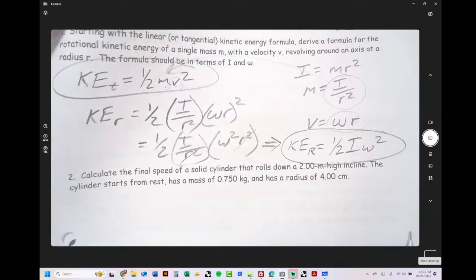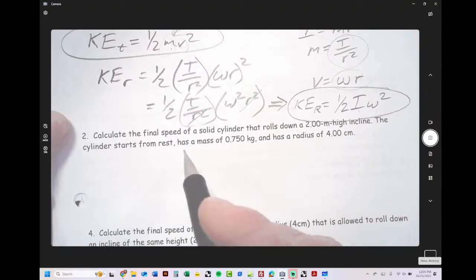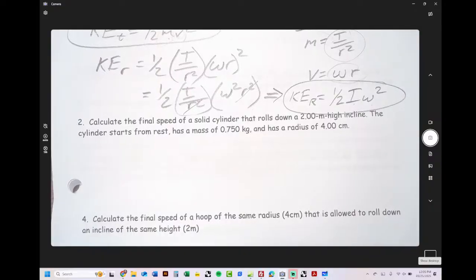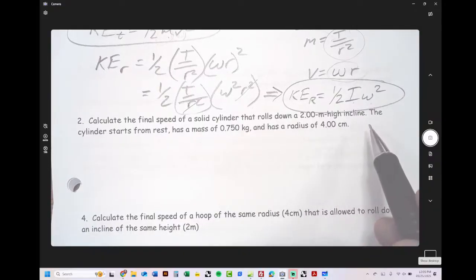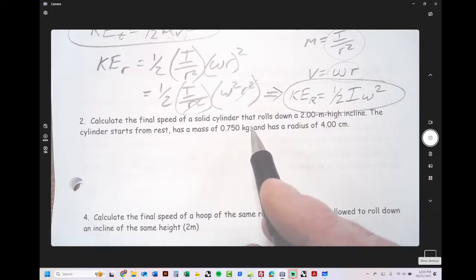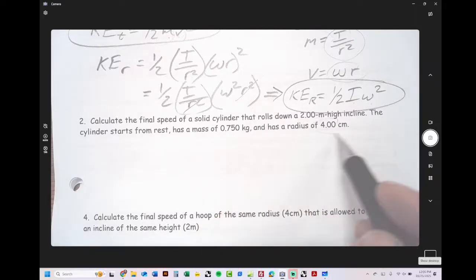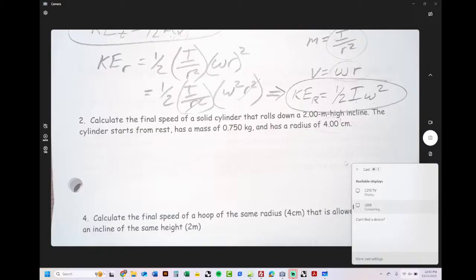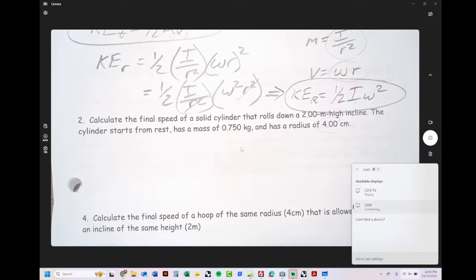And now we'll do the problem that was the warm-up, essentially. Calculate the final speed of a solid cylinder that rolls down a 2-meter high incline. Cylinder starts from rest. It's got this mass. Got that. There are two red herrings there. The red herrings are, you're going to think you need to just use those numbers for mass and radius, but you don't.